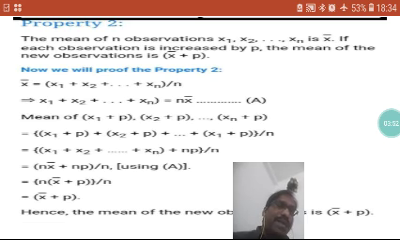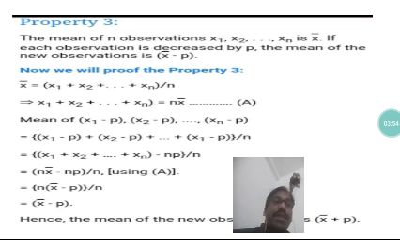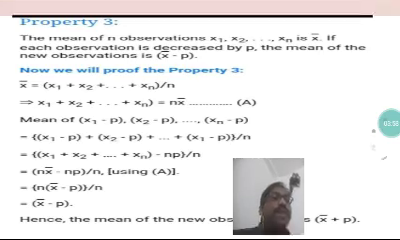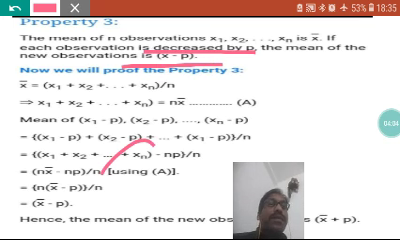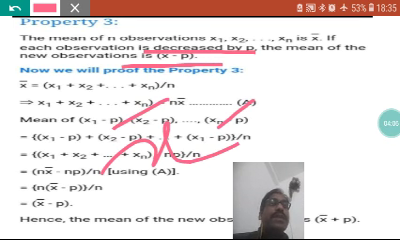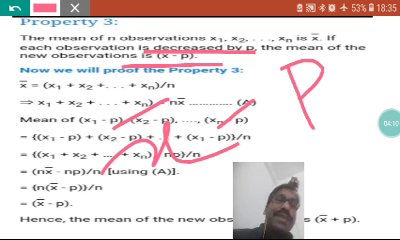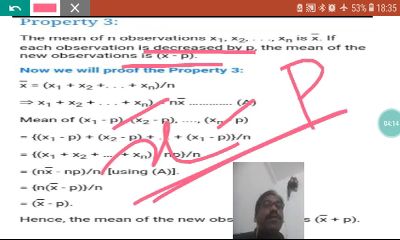One more property is there. This is property number 3: the mean of n observations, if each observation is decreased by p, then the mean is also decreased. The new mean will be x bar minus p. If each observation in the given series is decreased by p, then the new mean will be x bar minus p. Next one is like this only.